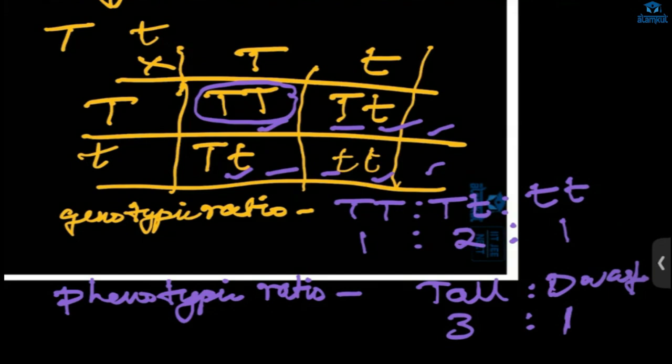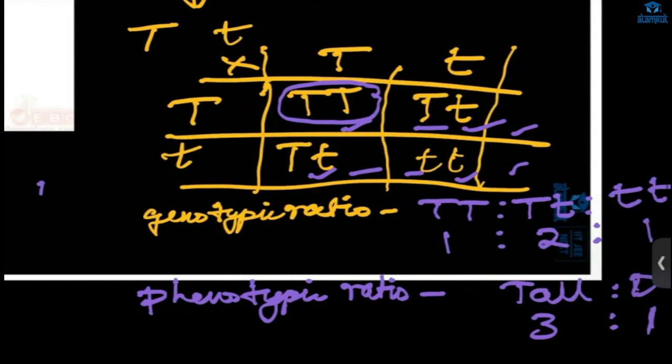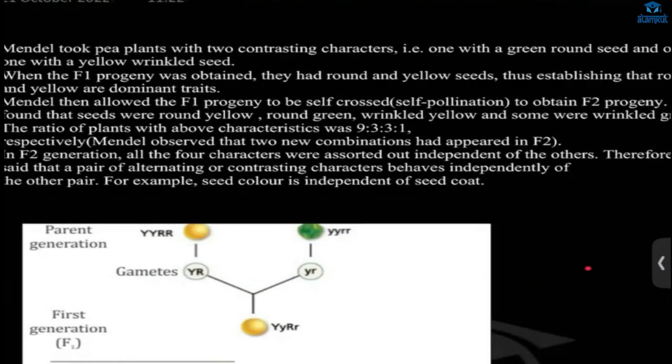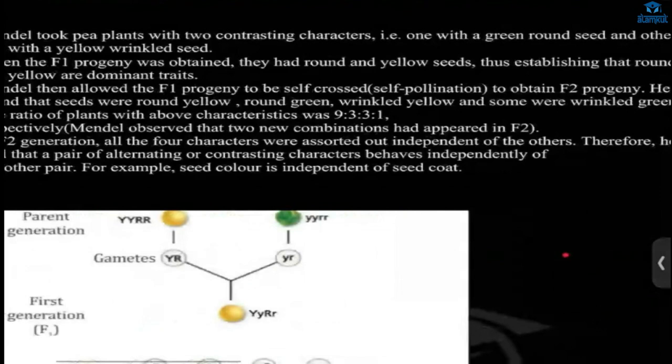Got it? Now you know about genotypic ratio and phenotypic ratio. So in monohybrid cross, in F2 generation, what is the genotypic ratio? 1:2:1. And phenotypic ratio? 3:1. Okay. Next, in the next experiment, what did he do?